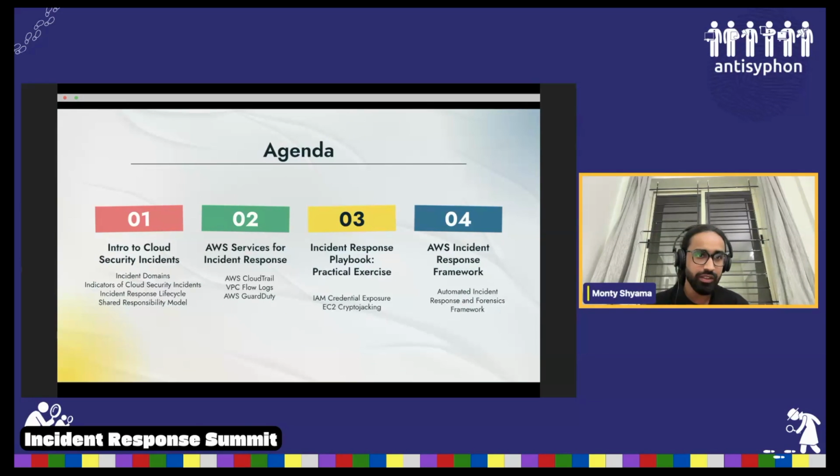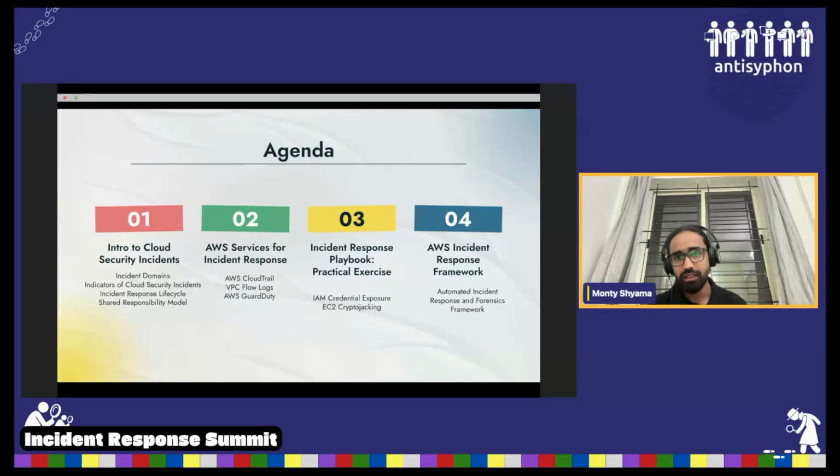Quick agenda for the day. We'll quickly look at an intro to cloud security incidents, followed by the top three services that we have for incident response, basically native AWS services. There are a lot of them, but in the interest of time and which things are relevant to this webinar, I have put the top three as CloudTrail, VPC Flow Logs, and GuardDuty.